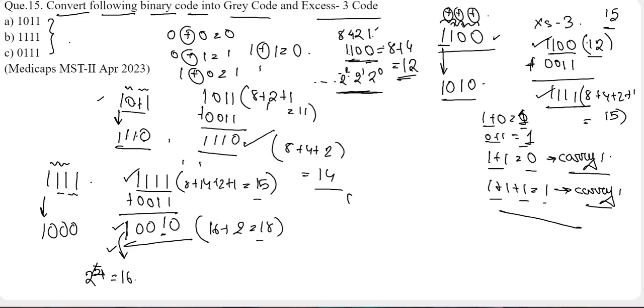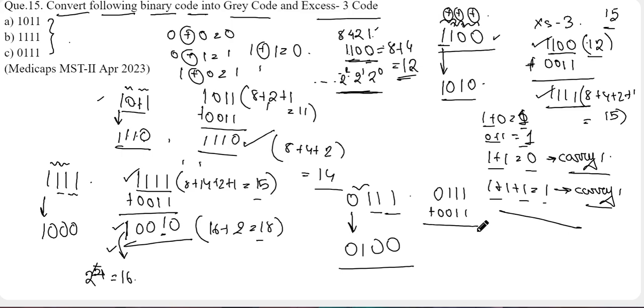And for the next binary number 0111, we will write the MSB at first to convert it to Gray code, which will be 0. Now 0 XOR 1 will be equal to 1, 1 XOR 1 will be equal to 0, and 1 XOR 1 will be equal to 0. So this is our Gray code. And for the XS3 code, 0111 plus 0011. So 1 plus 1 will be equal to 0 with a carry of 1, 1 plus 1 plus 1 will be equal to 1 with a carry of 1. Now 1 plus 1 will be equal to 0 with a carry of 1. Now 1 plus 0 will be equal to 1. So this is our XS3 code.